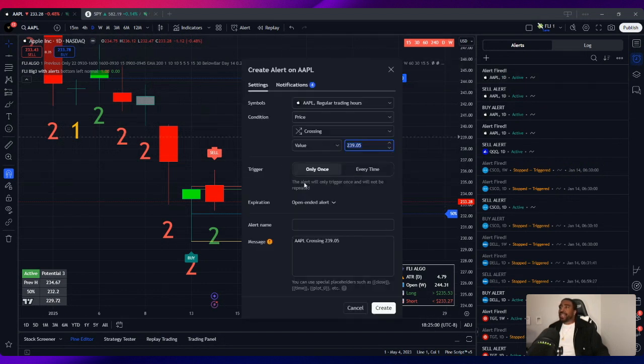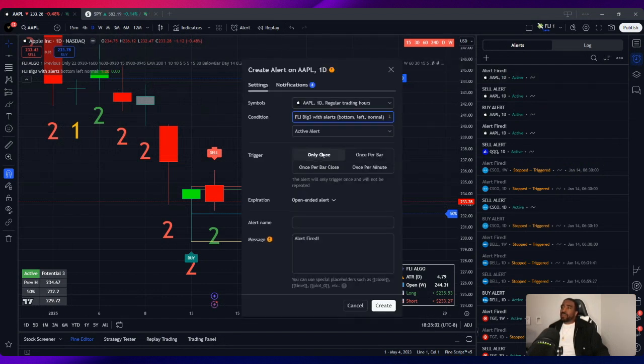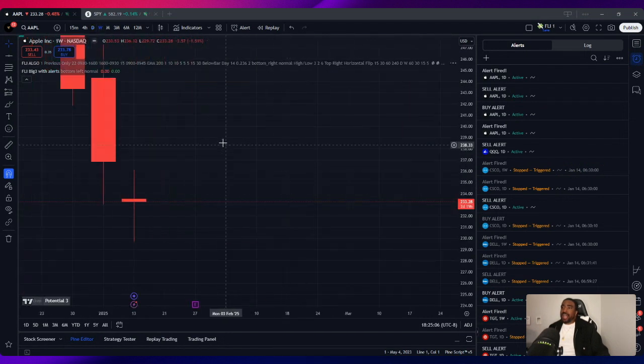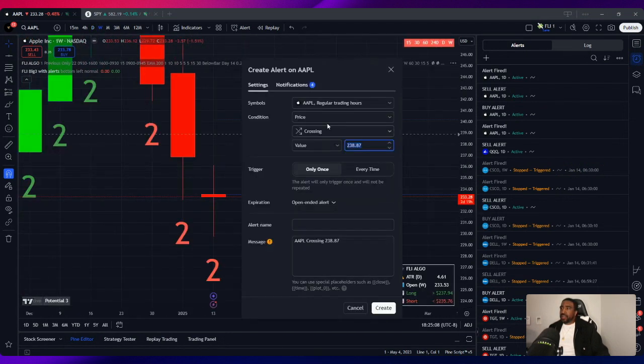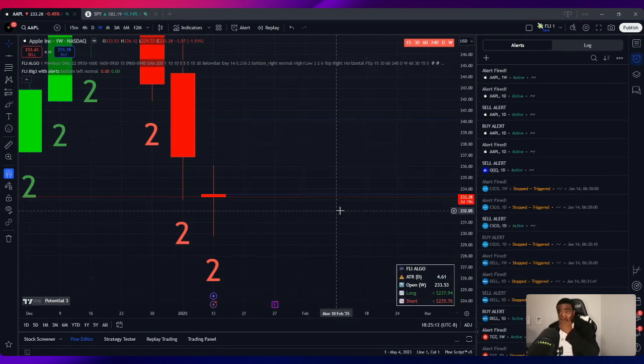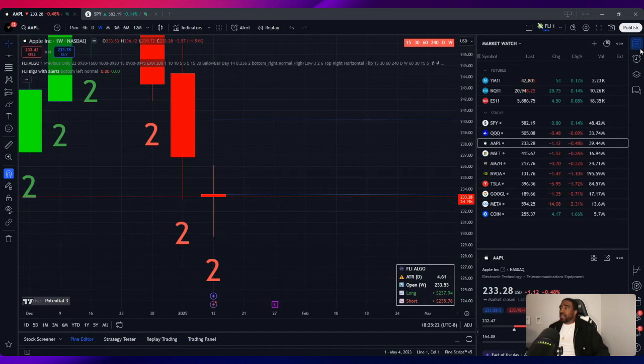The next alert I like to set is the big 3 on the week. So I'll change it to the week, and I'll set it for the week. Now, with that being said, I can catch any move that I need to make, whether it's bullish or bearish, right?